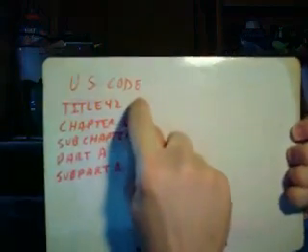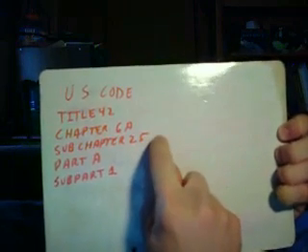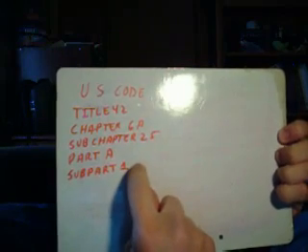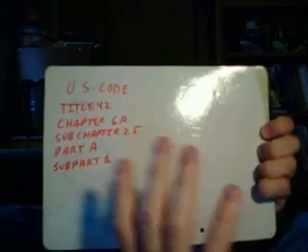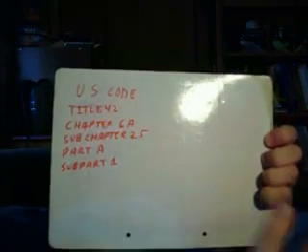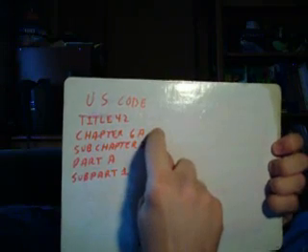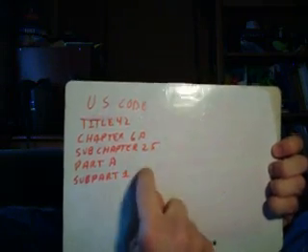So, where do you find 2702C? Well, you have to go to U.S. Code, Title 42, Chapter 6A, Subchapter 25, Part A, Subpart 1. You need to write this down and look it up, because I tell you what you're going to find is unbelievable. So, U.S. Code, Title 42, Chapter 6A, Subchapter 25, Part A, Subpart 1.